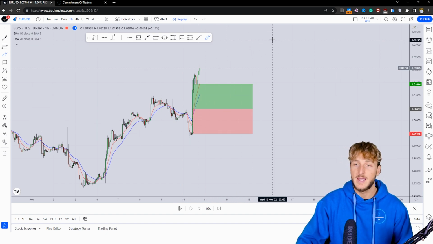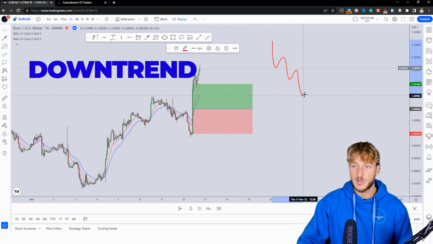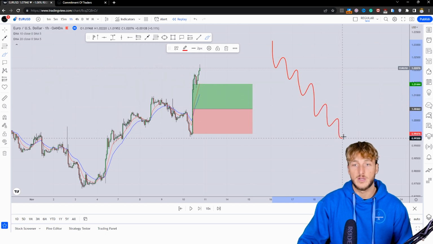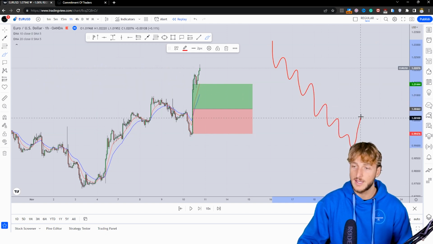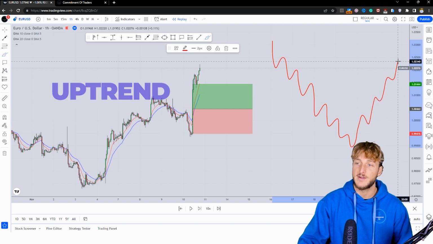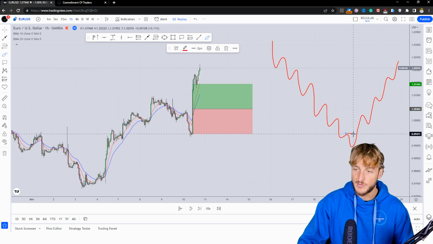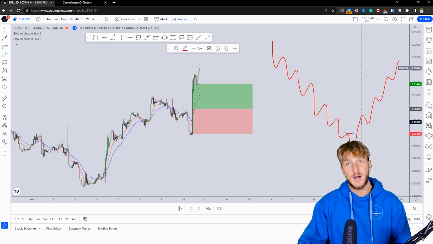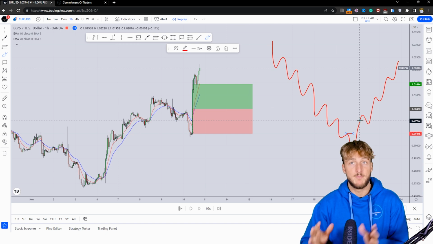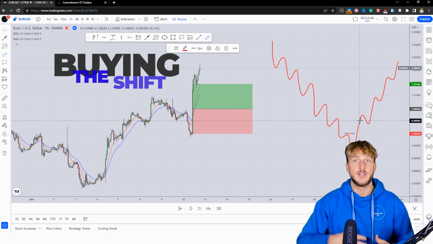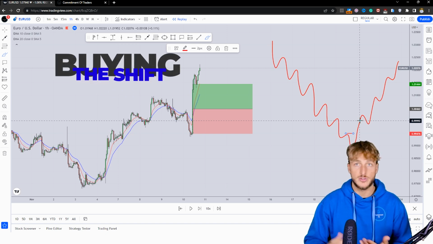Because always remember that a bearish market is a market which creates a series of lower lows and lower highs. A bullish market is a market which creates a series of higher highs and higher lows. So if you're looking to buy the breakout above the previous high, you're essentially buying the break from a bearish market to a bullish market. You're buying the shift from a bearish structure to a bullish structure.